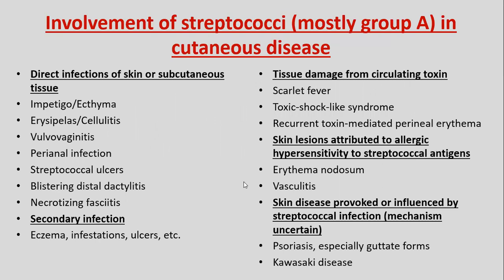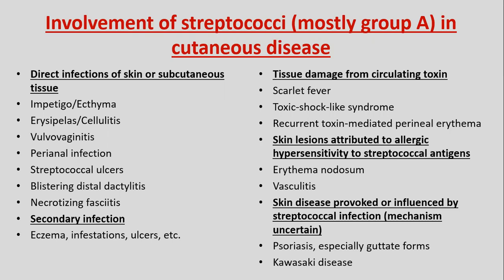These are the list of diseases which Streptococcus, mainly of group A, causes. Direct infection of skin or subcutaneous tissue: impetigo and ecthyma, erysipelas and cellulitis, vulvovaginitis, perianal infection, streptococcal ulcer, blistering distal dactylitis, and necrotizing fasciitis. Secondary infection results in eczema, infestation, and ulcer. Then tissue damage due to circulating toxin includes scarlet fever, toxic shock-like syndrome, and recurrent toxin-mediated perineal erythema.